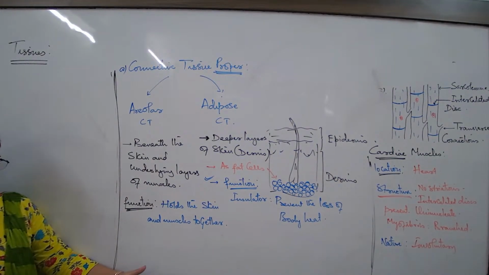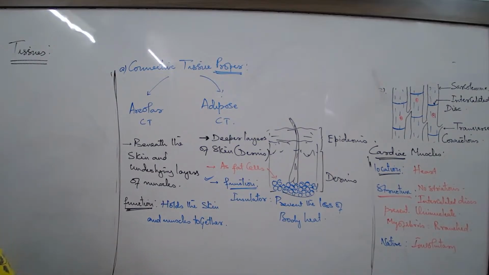So what are the two types of connective tissue proper we were studying? One is areolar connective tissue, the other is adipose connective tissue. Let us learn the second category. Write down a few points. After that, I'll give you some questions also.